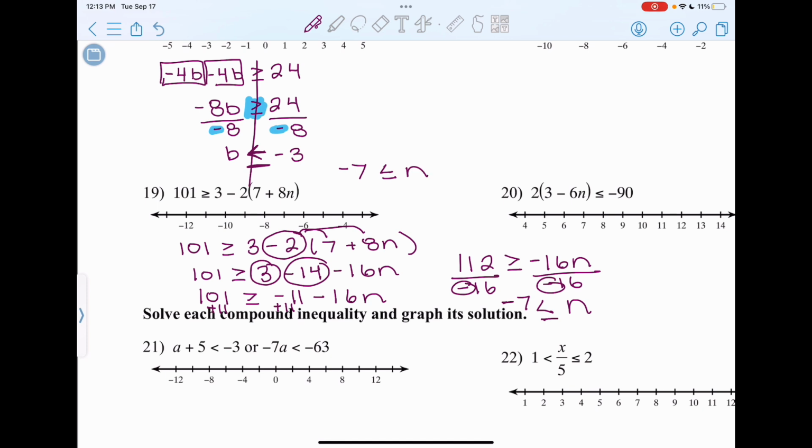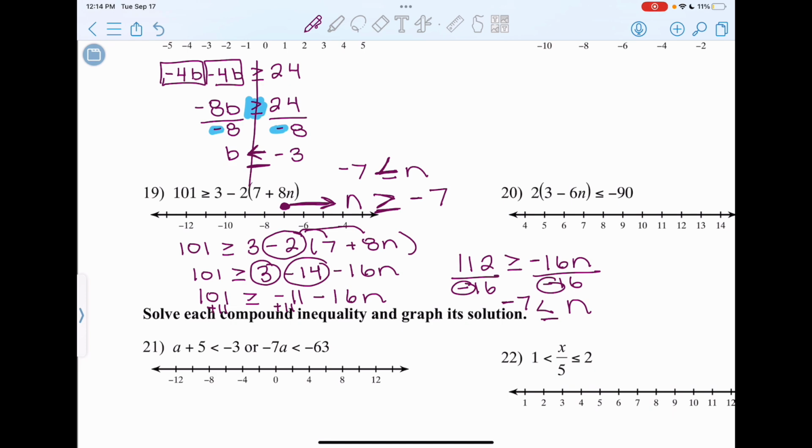Now to graph this though, I want n to be on the left side. So if I flip this around, make sure your sign is still facing towards the n. And this tells me I'm going to have a closed circle at -7 going towards the right. So when solving inequalities, please make sure that if you ever multiply or divide both sides by a negative, that you flip the sign.